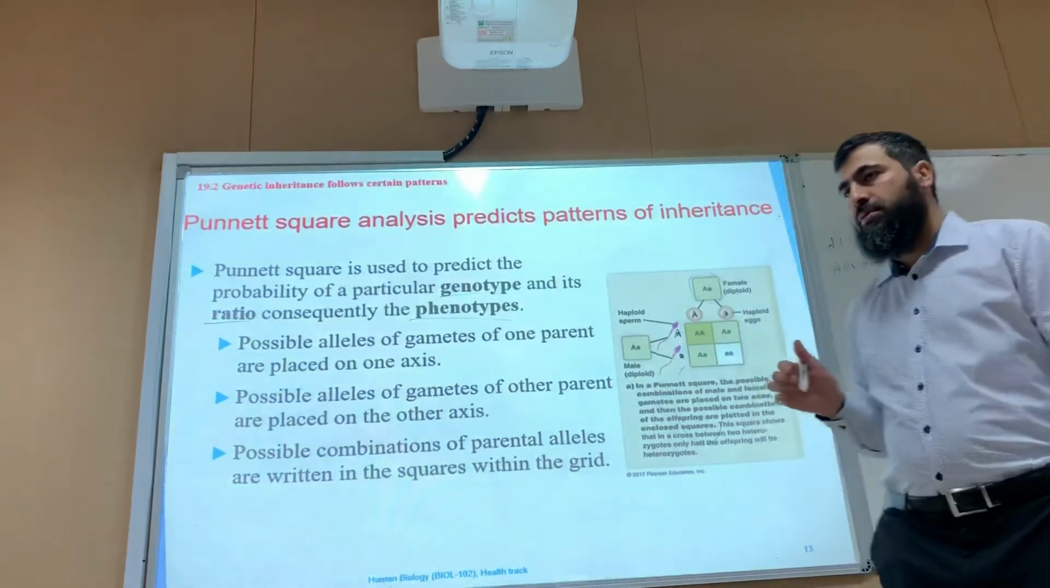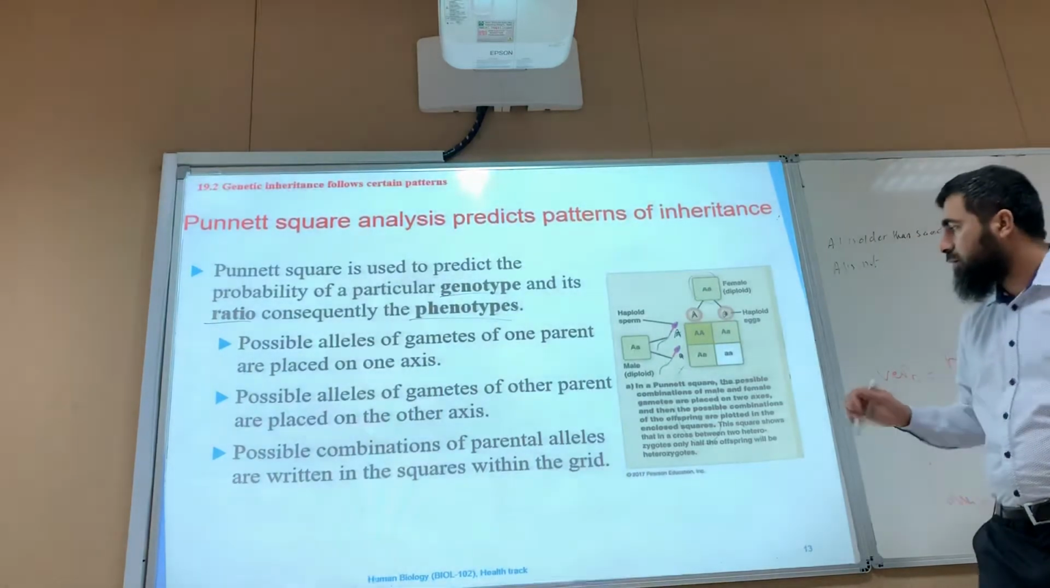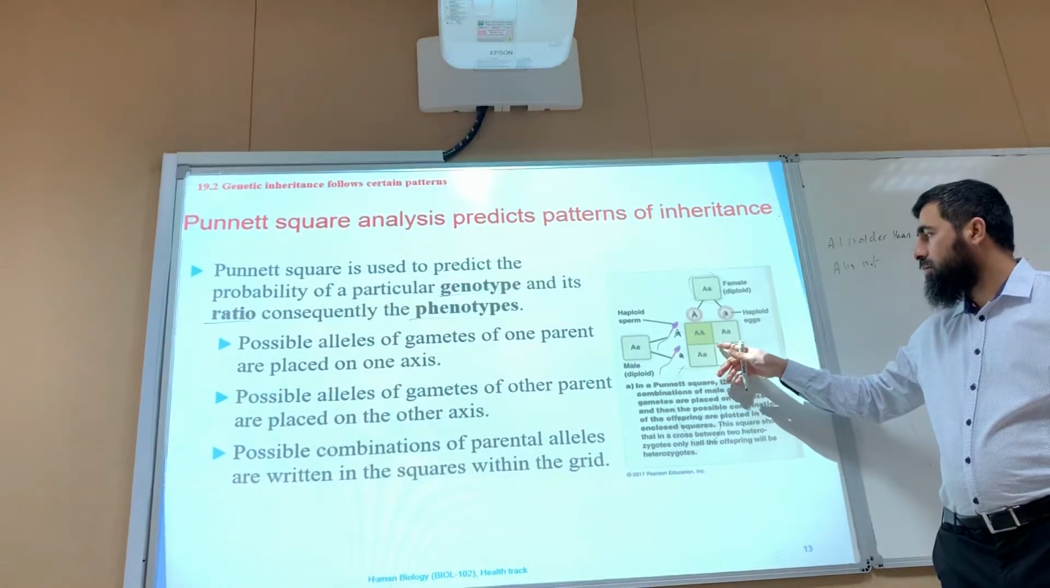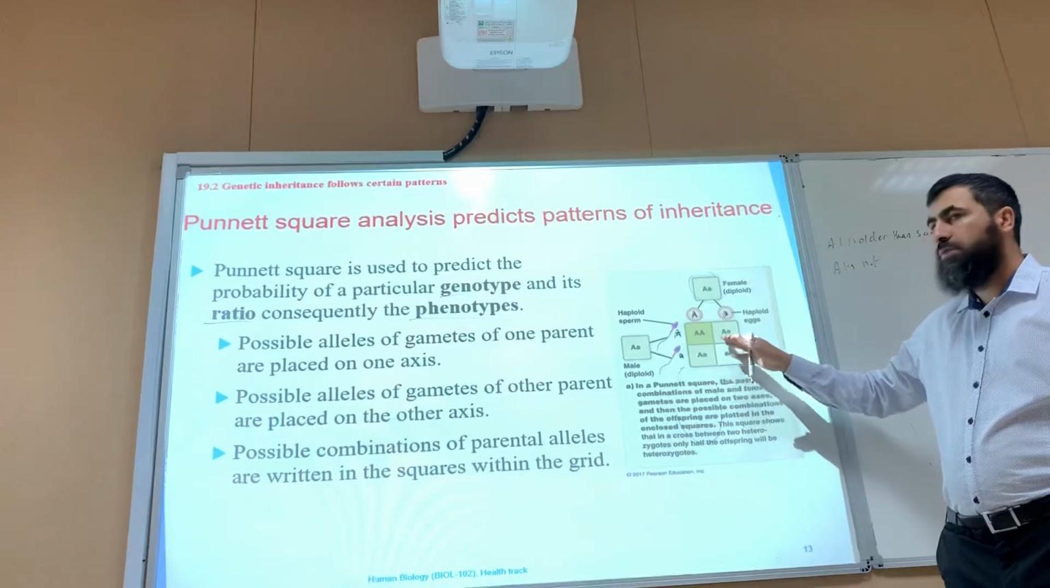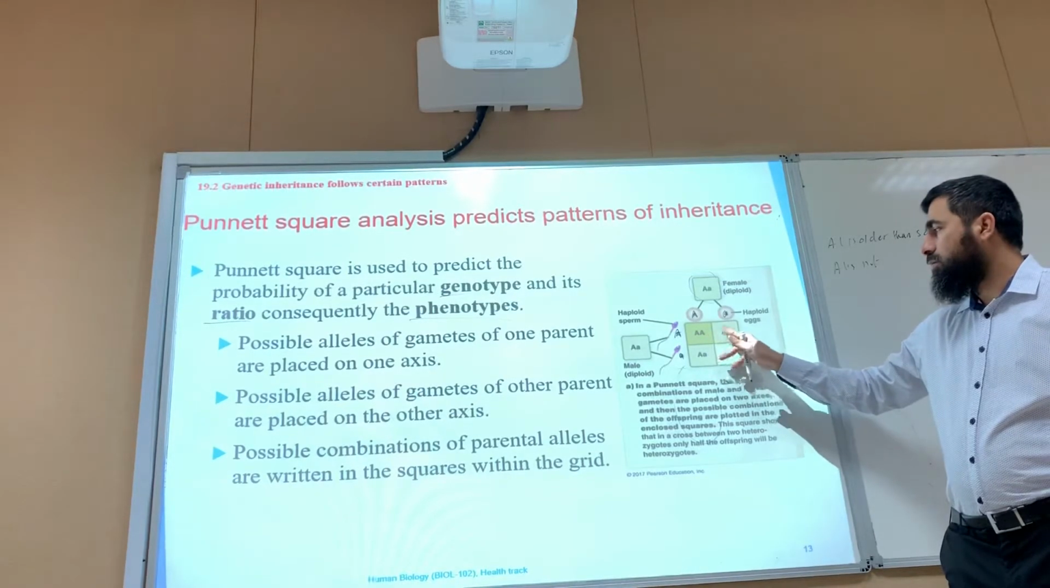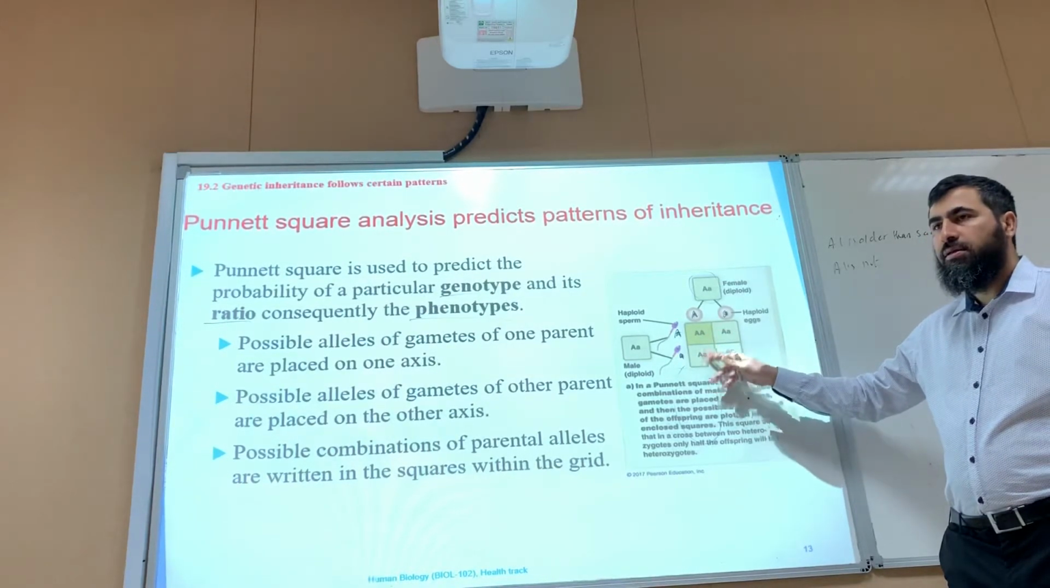Doctor, what's the difference between this one, dominant A, recessive a, dominant A, recessive a? This one and this one, the corners? There's no difference.